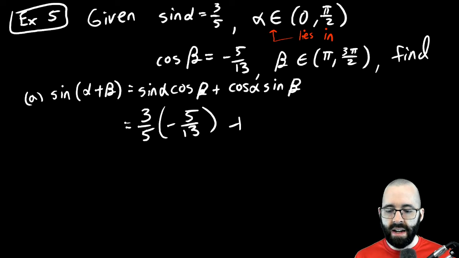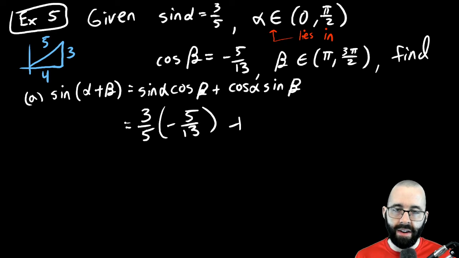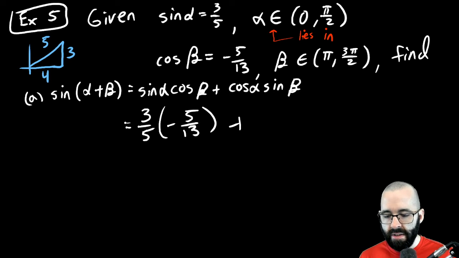All right, so we know the sine of alpha is 3/5, and we know that alpha is between 0 and pi over 2. It's going to be something in the first quadrant. Sine of that is 3/5. You could use the Pythagorean theorem to find that this is a 3, 4, 5 triangle. So the cosine of alpha is 4/5.